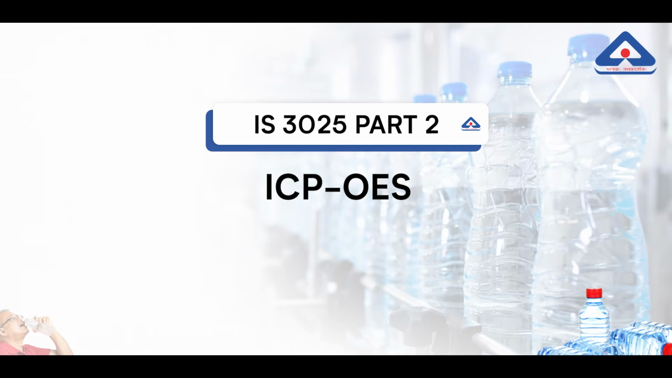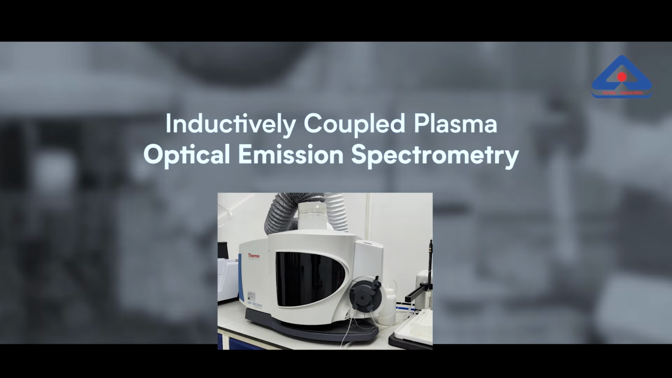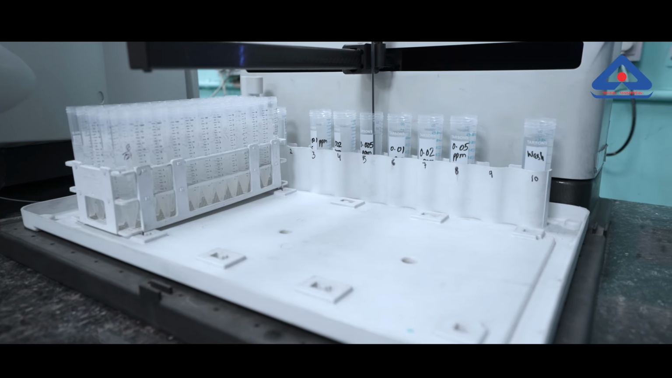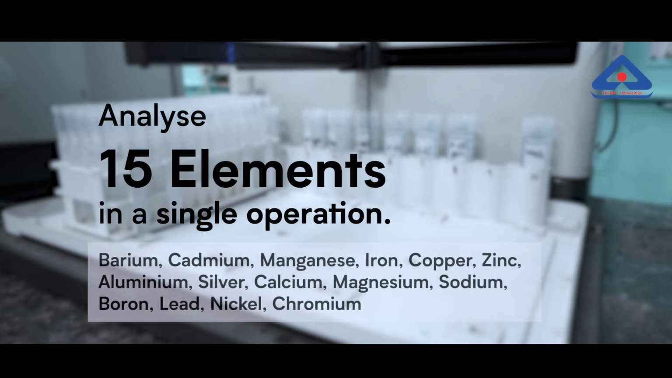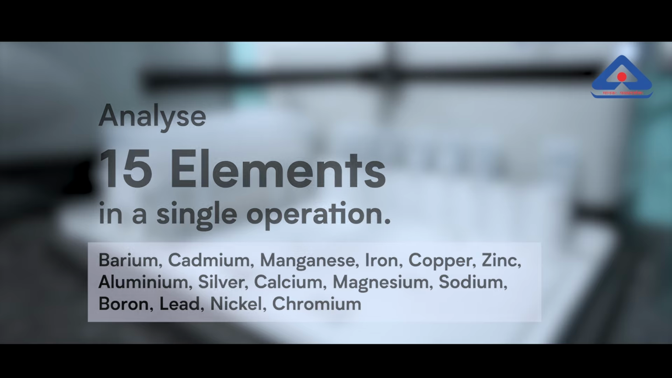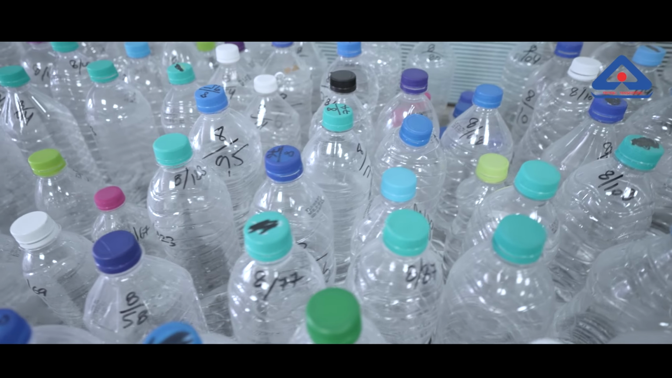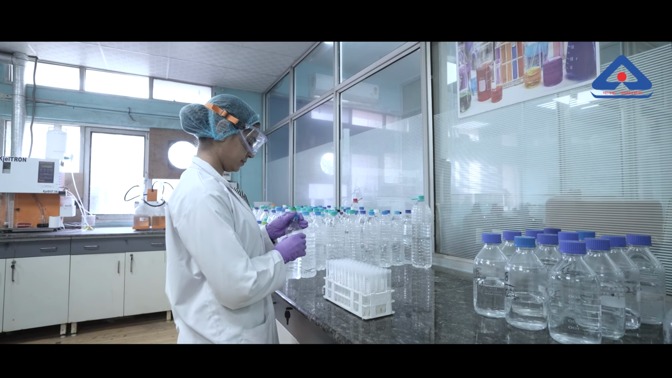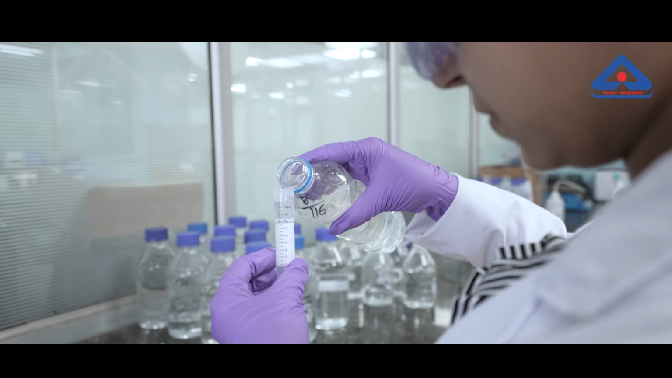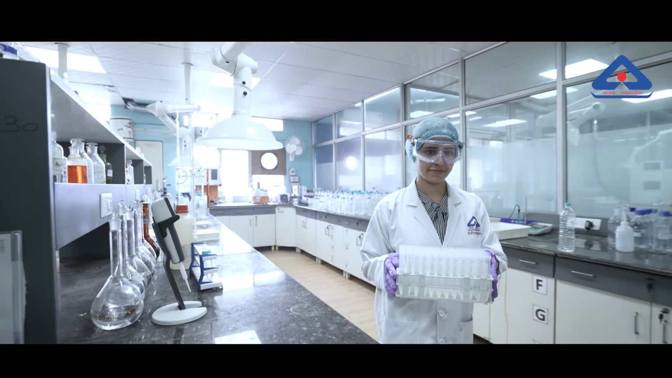At the heart of our analysis lies a sophisticated machine known as the inductively coupled plasma optical emission spectrometry, or ICP-OES. This remarkable device allows us to simultaneously analyze 15 elements in a single operation, employing two distinct techniques: aqueous analysis and hydride generation. The process begins with the receipt of water samples from the sample cell to our testing section. Our analysts meticulously prepare these samples, taking 10 milliliters from each and arranging them in specialized trays.